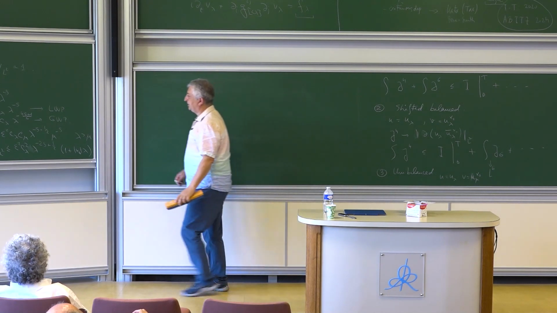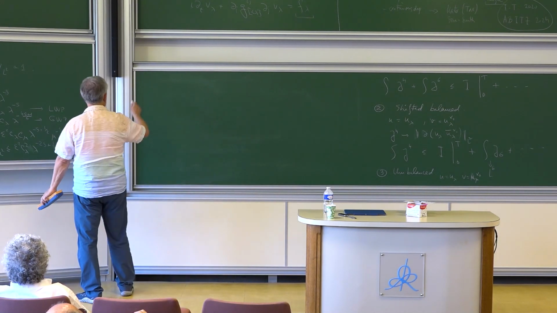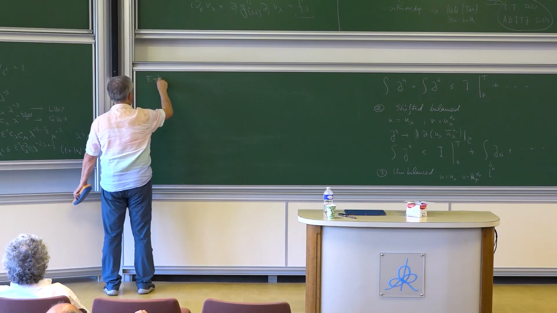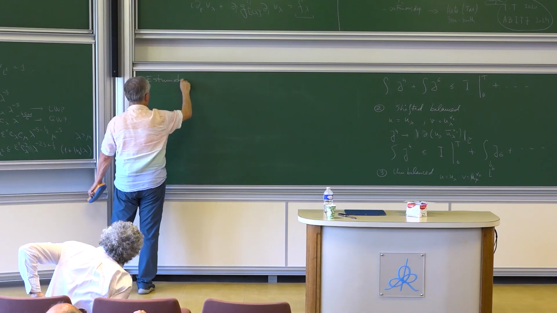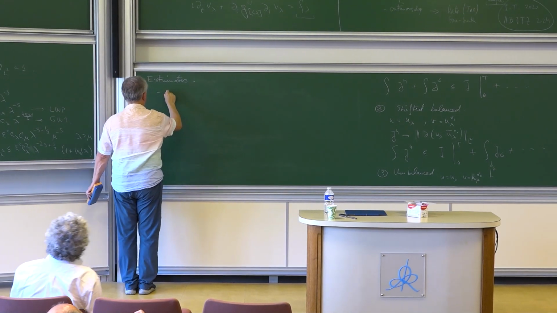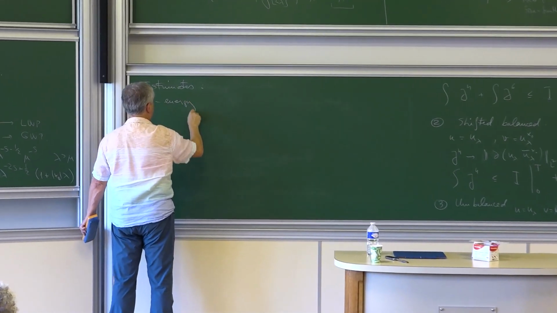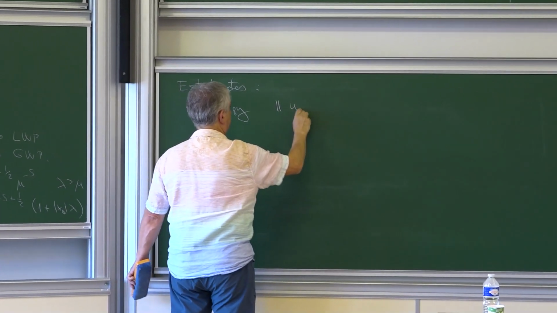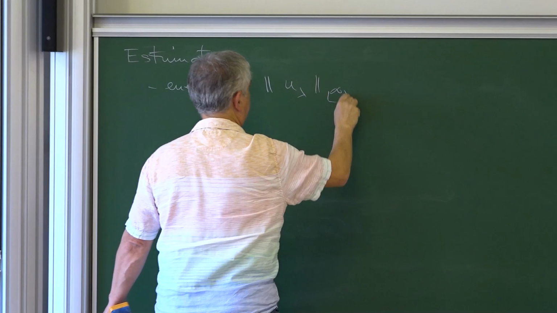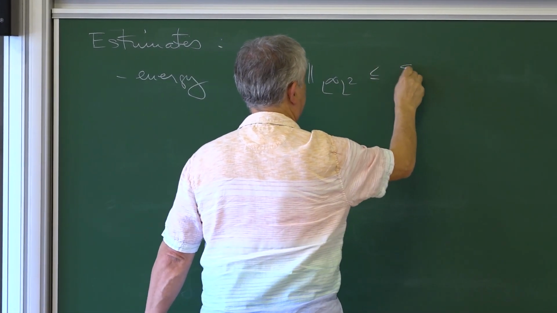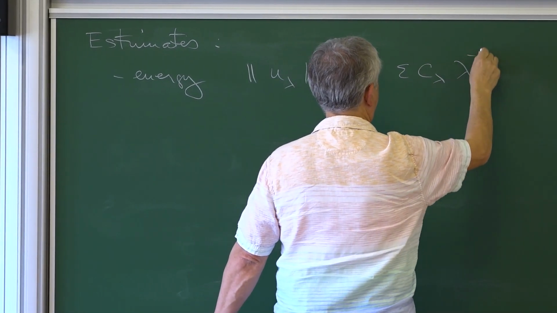And I also want to do it in a slightly different order. So we have our estimates, and we start with the energy. And this is the same: the norm of u_lambda in L infinity L2 is smaller than epsilon c_lambda lambda to the power minus s.